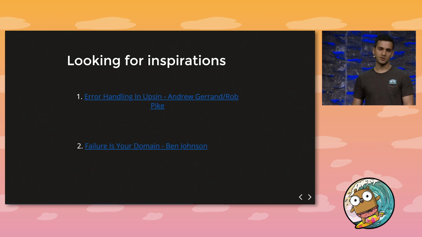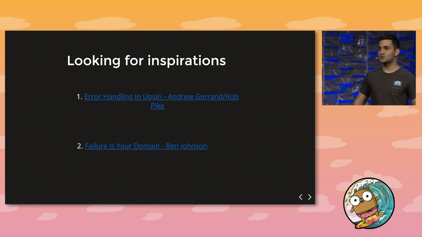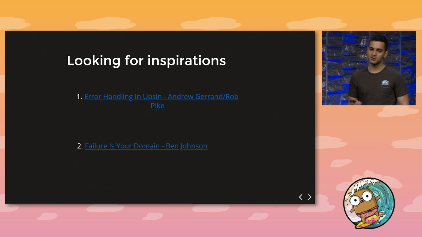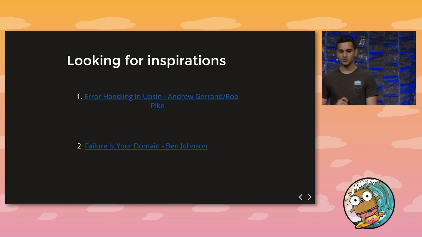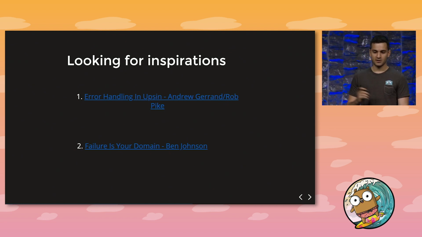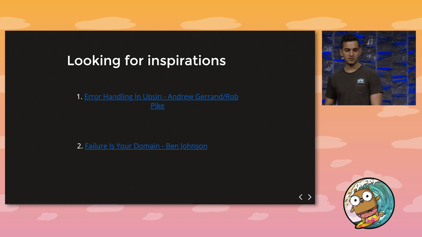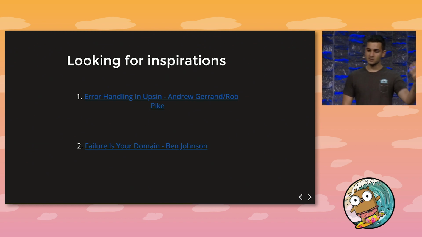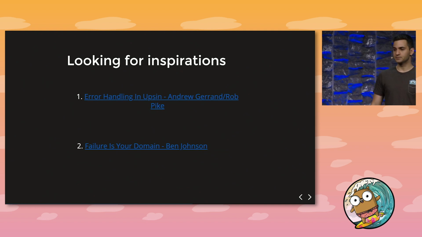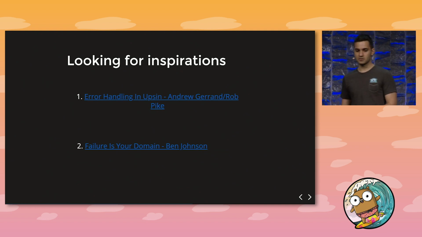So I started looking for inspirations, and if there is one advice I give you today, it is that you should probably read these articles. They're awesome. The first one is called Error Handling in Upspin by Andrew Gerrand and Rob Pike, and the second one is called Failure is Your Domain, which is actually inspired by the first one. And they both give you a similar idea about how you should structure your errors.